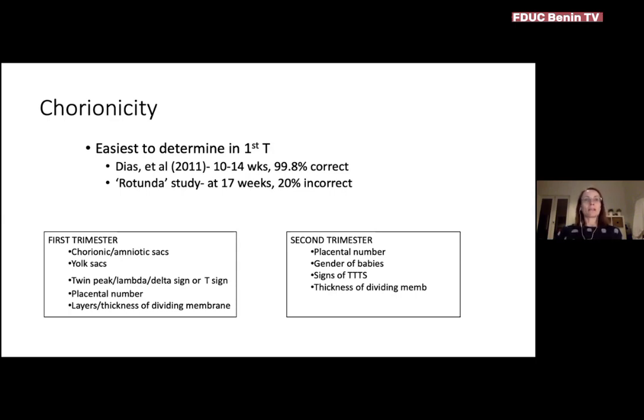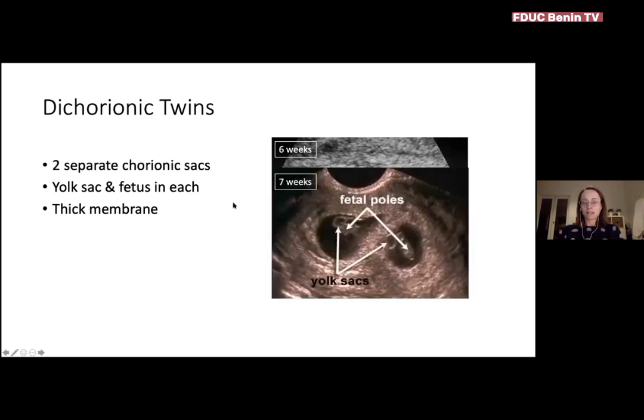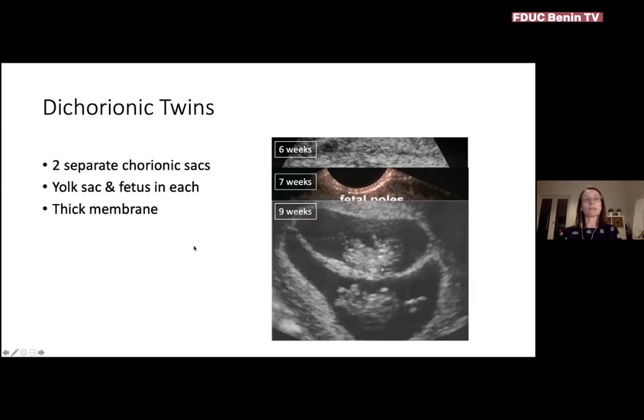So in the first trimester, dichorionic twins early on are very easy to determine because they have 2 separate chorionic sacs. So you can see one chorion around this sac and one chorion around this sac, and in each will be a yolk sac and a fetus. And it forms a very thick dividing membrane because there's the amnion, the chorion, and then the chorion and amnion of the other twin. As the gestational sacs become bigger, you can see the membrane becoming compressed and looking a little bit thinner, but it's still very obviously a thick dividing membrane.